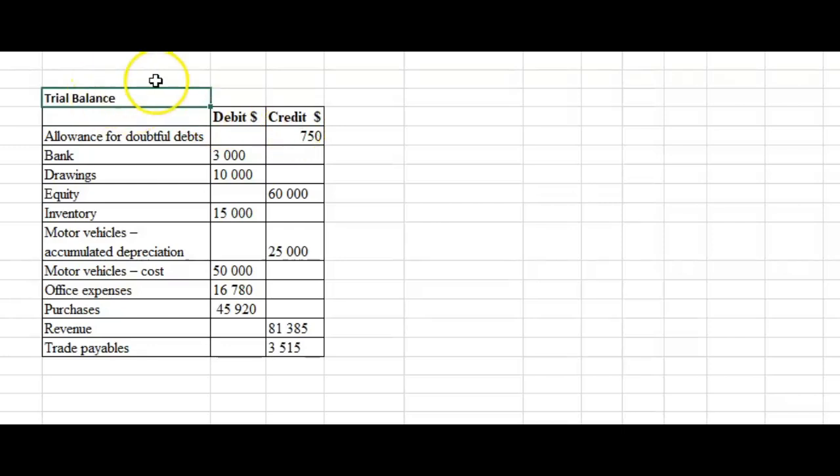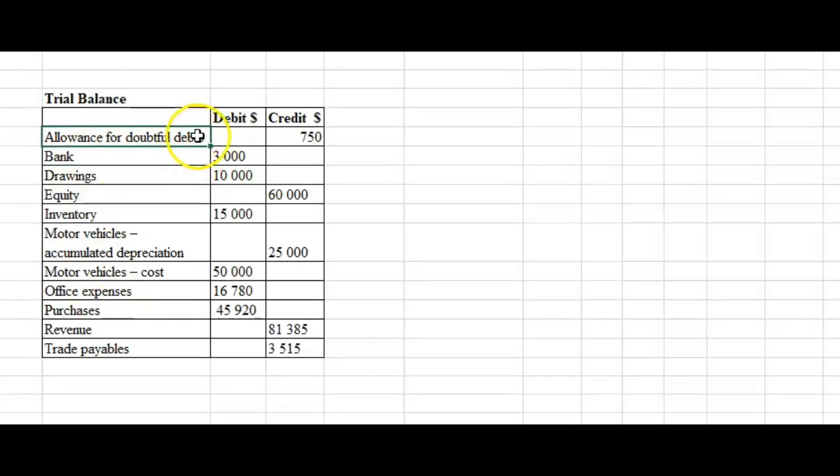When preparing these statements, it is important to note which accounts belong to which statement, as each account appears in only one of the financial statements. The allowance for irrecoverable debts appears in the statement of financial position, where it is deducted from trade receivables to show the amount expected to be collected. Accounts such as bank, drawings, and equity all appear in the statement of financial position.